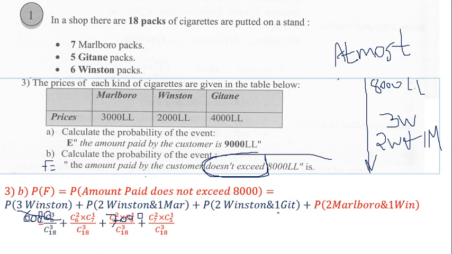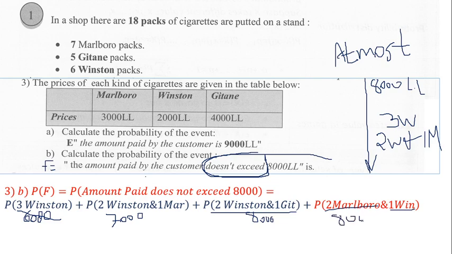2 Winston and 1 G10, it's 8000. 2 Marlboro, I will pay 6000. 1 Winston, I will pay 2000. Also works, 8000. So we can pay 8000, because it says does not exceed. If the event were A greater than 8000, I would take more than 8000, 9000 and above, then I would start from the G10 and go downward.